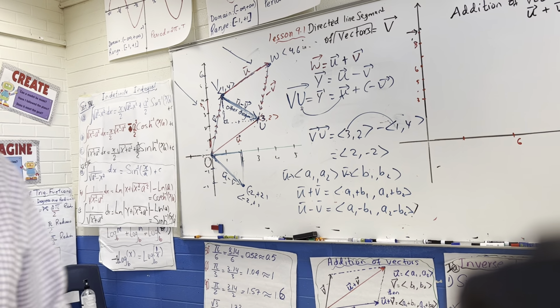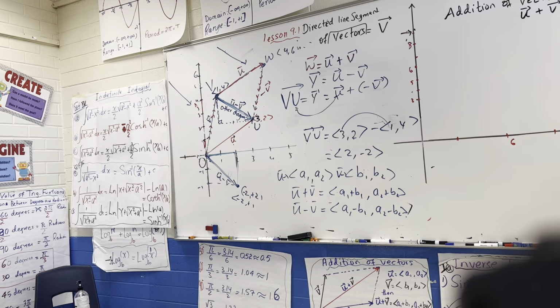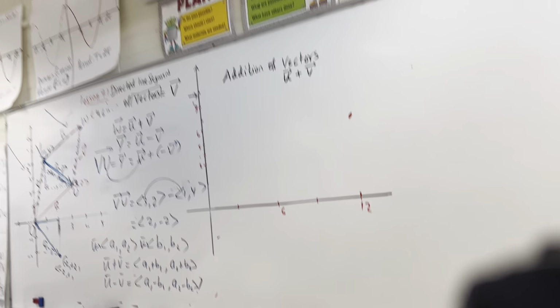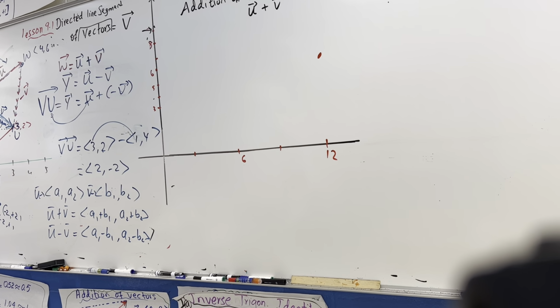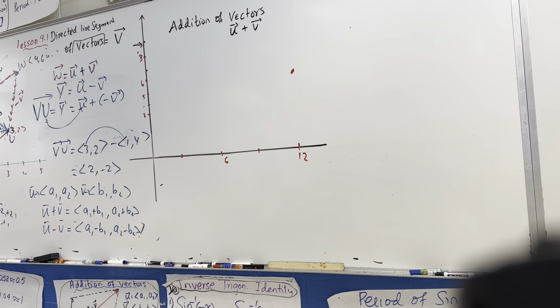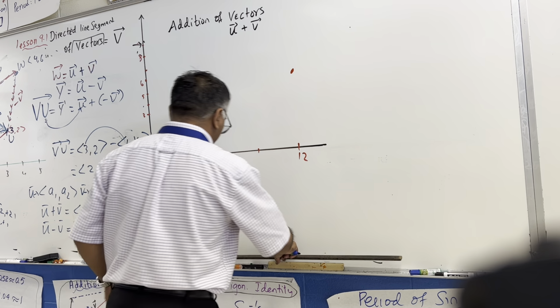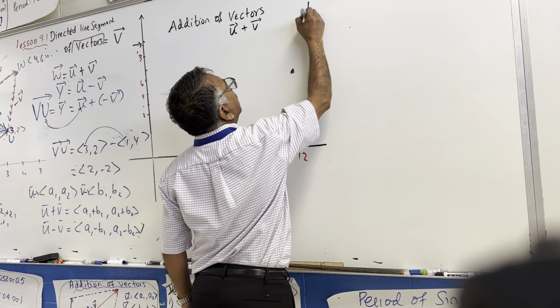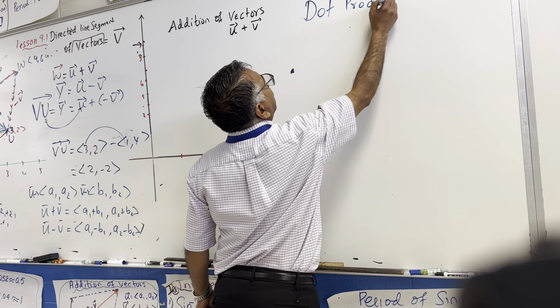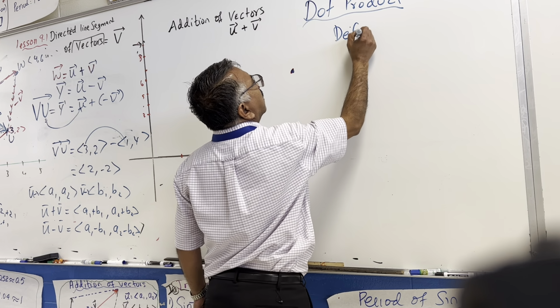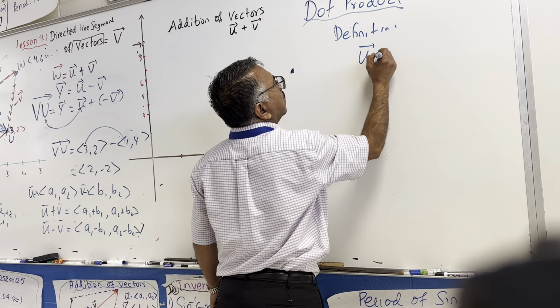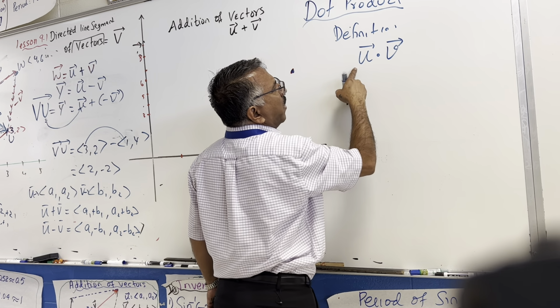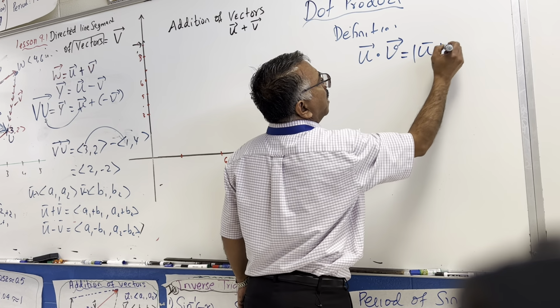Now I'm going to go to another part. Understanding the meaning of dot product. So let's see what the dot product is. I have taken a point. We want to understand the meaning of the dot product. So the definition is, if there are two vectors u bar and v bar, the dot product is defined as follows.